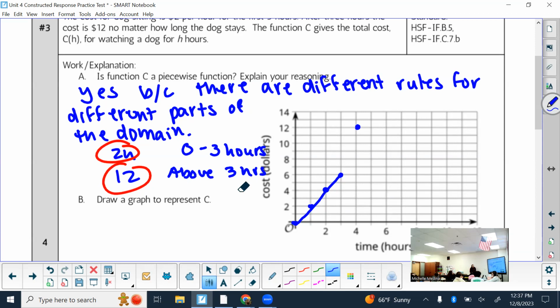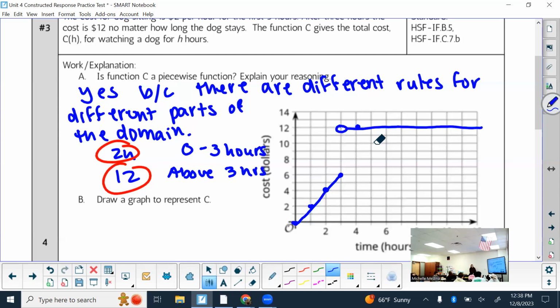But then above 3 hours, so even if it's 3 hours and 1 minute, the price is $12 no matter what. So that's where you make it look like what we did yesterday. So when it's 3 hours exactly, it's still $6. But anything above 3 hours is going to be $12 no matter what, or something like that. And the reason I put an open circle here is because at 3 exactly it's $6, not 12, but anything above 3 is 12. Make sense?